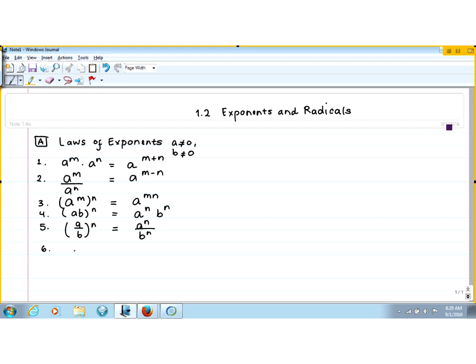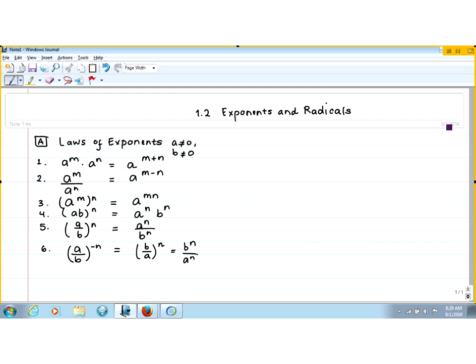Okay, so what about, for example, a over b raised to the negative n? I don't want to have the negative exponent. What is a over b raised to the negative n? How do I get rid of the negative exponent? What do you do? Take the reciprocal? Yeah, so this is b over a to the n, which is equal to b to the n over a to the n. All right? Okay.